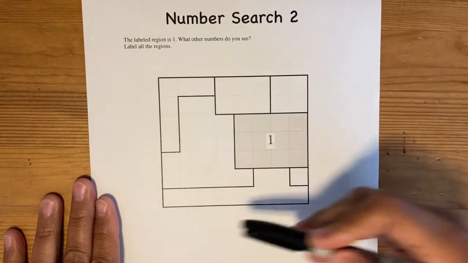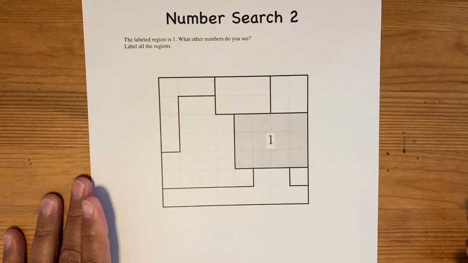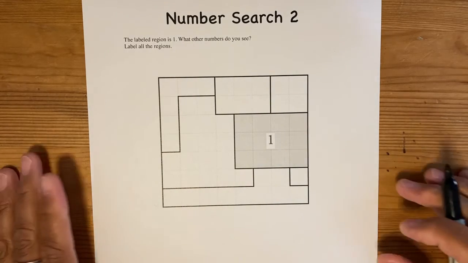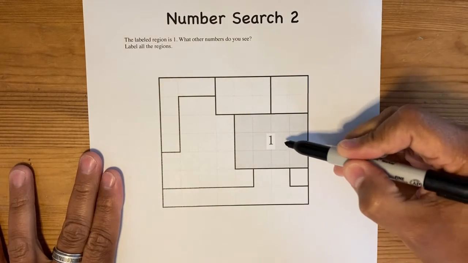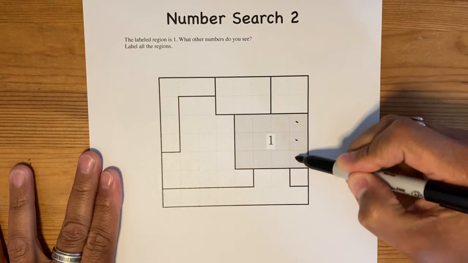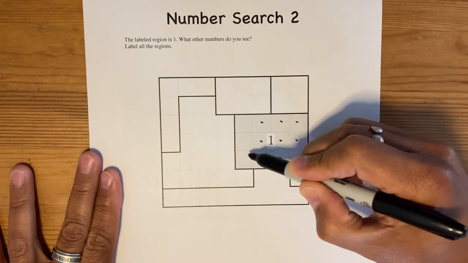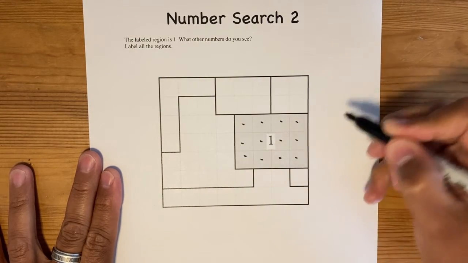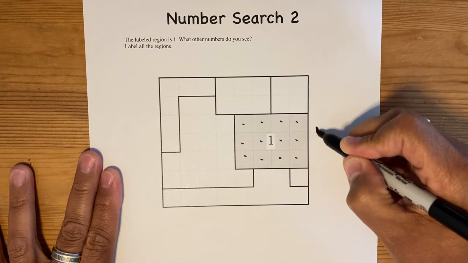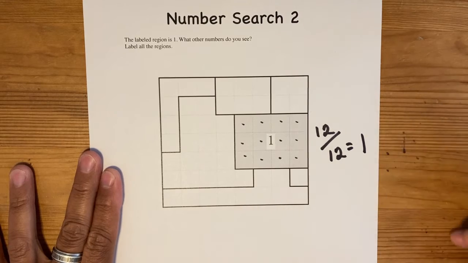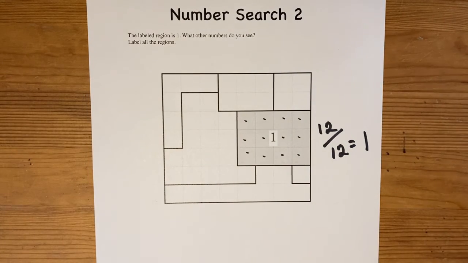So did you say that this entire shape was more or less than 5? Lots of ways you could have figured this out. I'm going to show you one way that I figured it out. If this is one whole, and there are 1, 2, 3, 4, 5, 6, 7, 8, 9, 10, 11, 12 boxes in that one whole, then I know for this shape, 12 twelfths equals 1. So every time I have 12 little boxes, that equals 1.